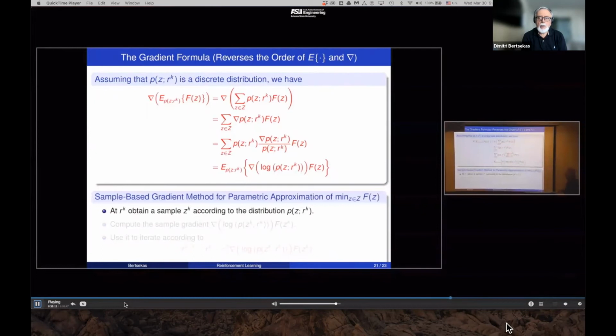Okay, so this is my algorithm. I am at R_k. I obtain a sample Z_k according to this distribution. In the context of dynamic programming, that corresponds to generating a trajectory that corresponds to the current R, and the current policy that corresponds to R. And I calculate this sample gradient, and I move in the direction of this sample gradient rather than in the direction of the expected value of that. And that's all. You have the policy gradient algorithm here on the board. That's all there is to it.